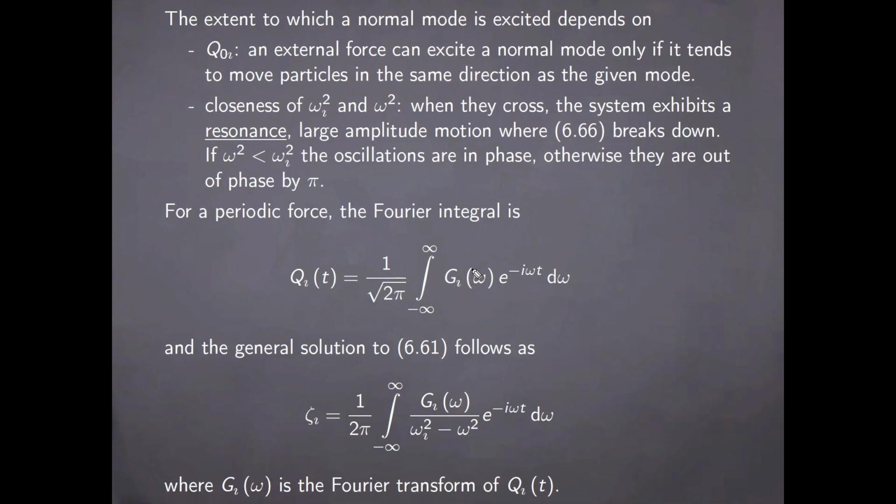Now, for a periodic force, the Fourier integral is given here in terms of its Fourier transform g of argument omega. And then you can see straight away that the general solution of 661 follows immediately as this expression. So if you replace this in 661 and carry out the derivatives with this expansion of the force as a Fourier integral, you will see that the equation is automatically satisfied.